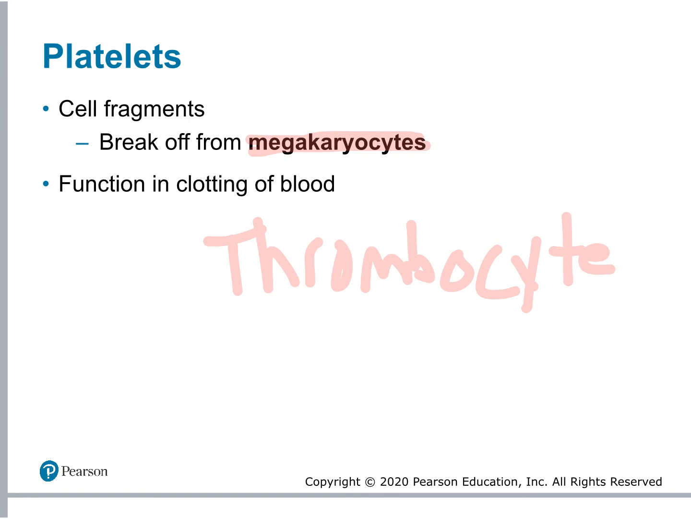And they function in clotting the blood. Whenever there's been damage to a blood vessel, the platelets are activated, they stick to each other, fibrinogen helps form a web, and then it clots and forms a platelet plug that plugs up the hole in the blood vessel.